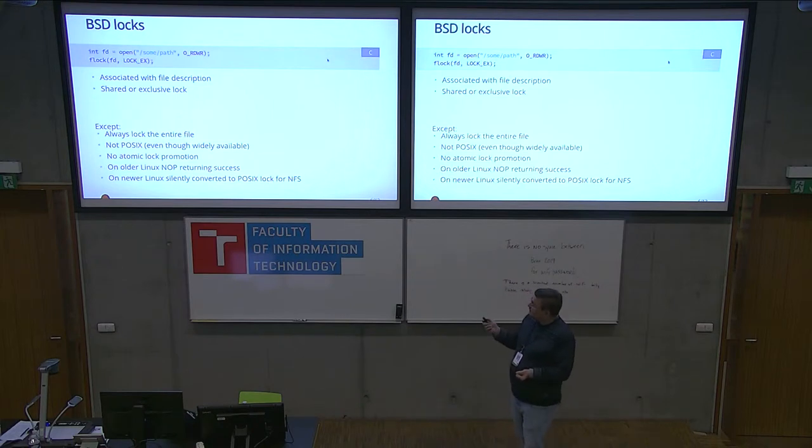For instance, if you run older Linux, and by older I mean 2.something and older, the API does nothing and returns success. Now, call me crazy, but I don't think that's the way you're supposed to implement an API. If you're on newer Linux, it may get silently converted to a different type of lock. For instance, on NFS, it's converted into a POSIX lock. So all of a sudden, you might start clashing with some other applications that are trying to lock the same files as you do. And also, there's no atomic lock promotion. I mean, even the man page says the lock promotion is done via unlocking and locking the file again, which definitely is not atomic.